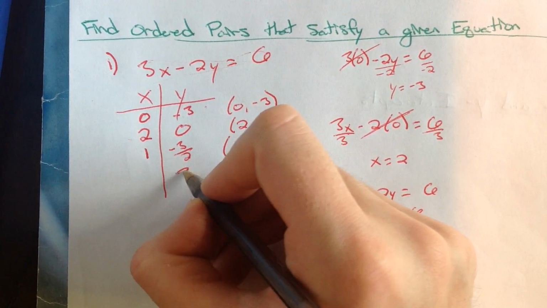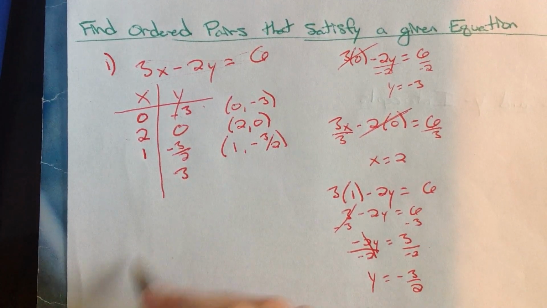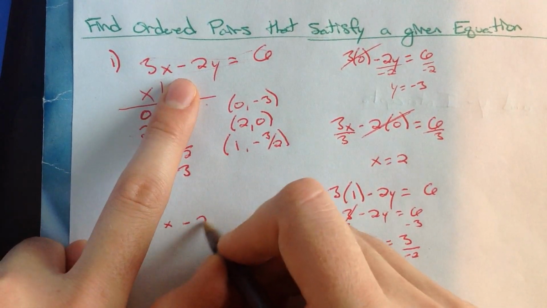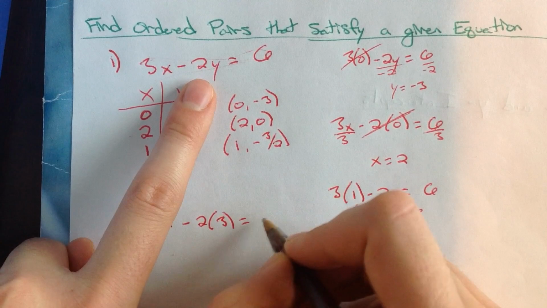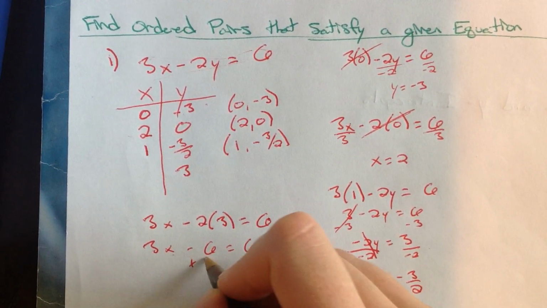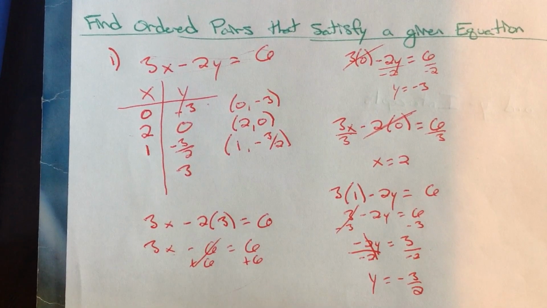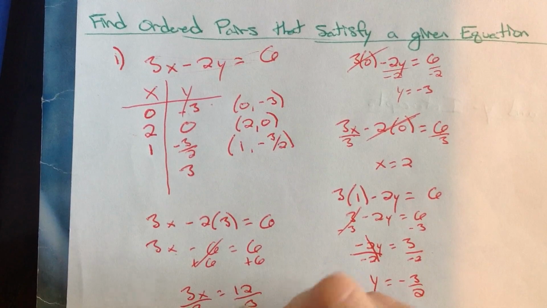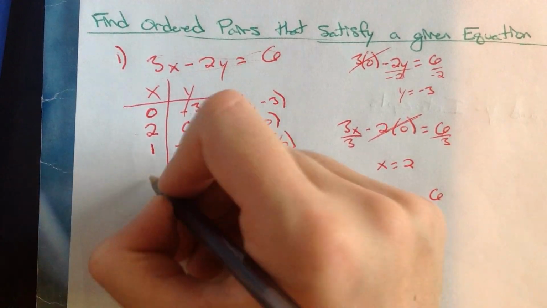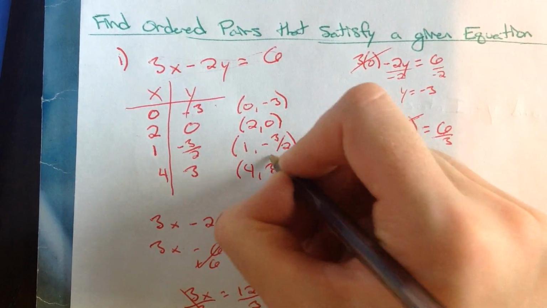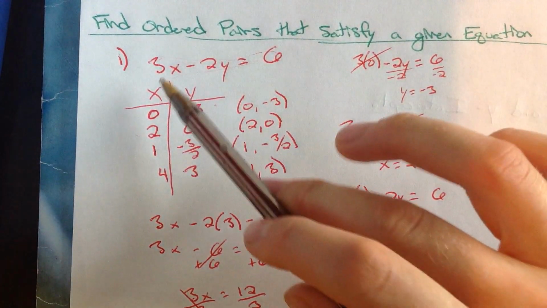Lastly, what if we made y 3? So making y 3, I'll put it right here. We have 3x minus 2 times 3 equal to 6. Well, 3x minus 6 equals 6. Add 6 to both sides. 3x equals 12. Divide by 3, and x equals 4. So our last point that we're going to test would be 4, 3, that would satisfy this equation or be on the line.